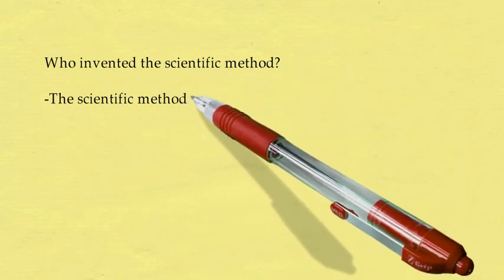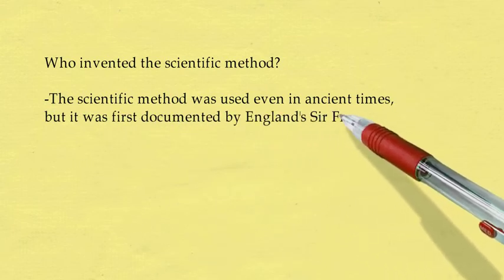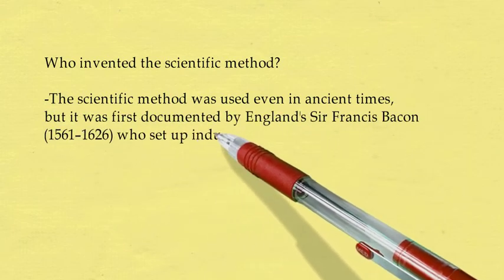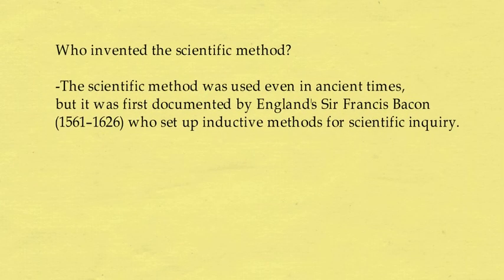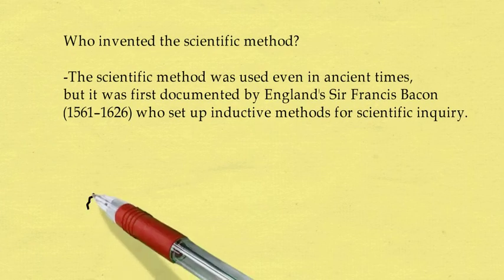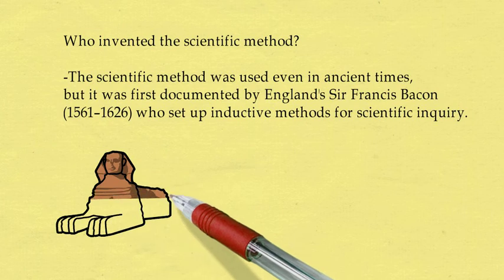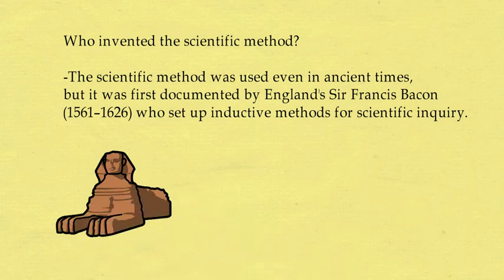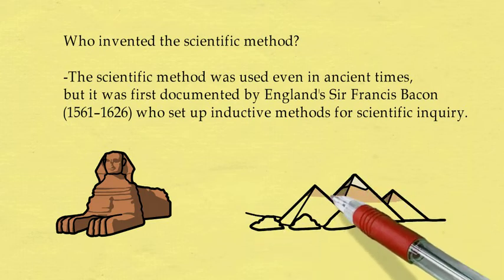The scientific method was used even in ancient times, but it was first documented by England's Sir Francis Bacon, who set up inductive methods for scientific inquiry, procedures that could be used so that when one person does an experiment and writes it down, another person could replicate that experiment using the same guidelines. All right. It was during 1561 to 1626.